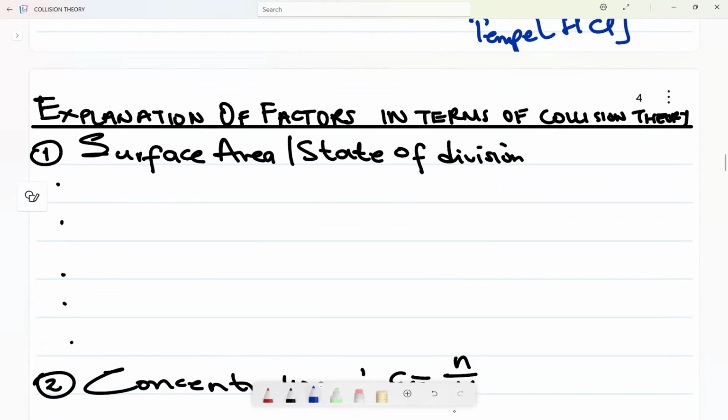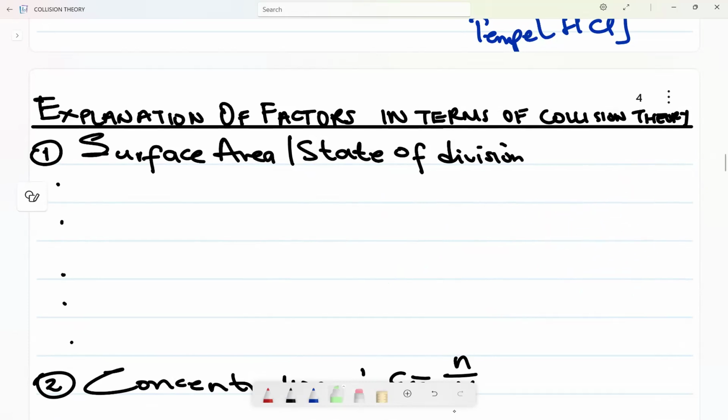Another word for surface area, they might say, is state of division. Okay, what do I mean by state of division? Remember, this one is in this state of division, and this one is in this state of division. So it just differs in the state of division. This one is more divided into its components. This one is less divided, or hardly divided.